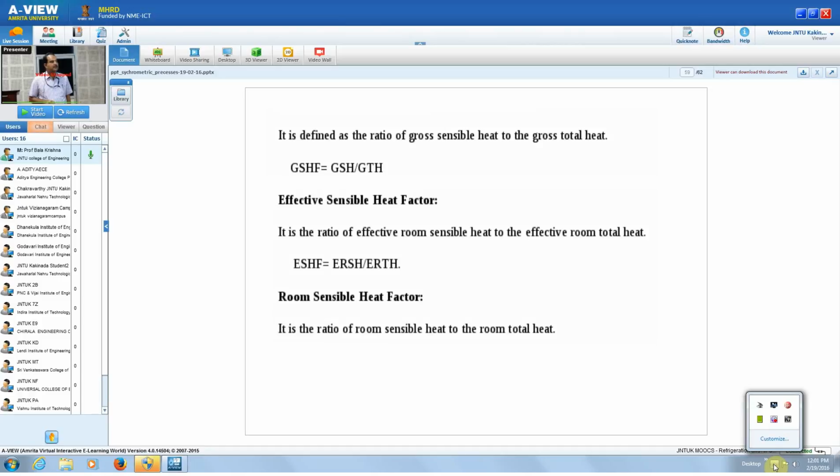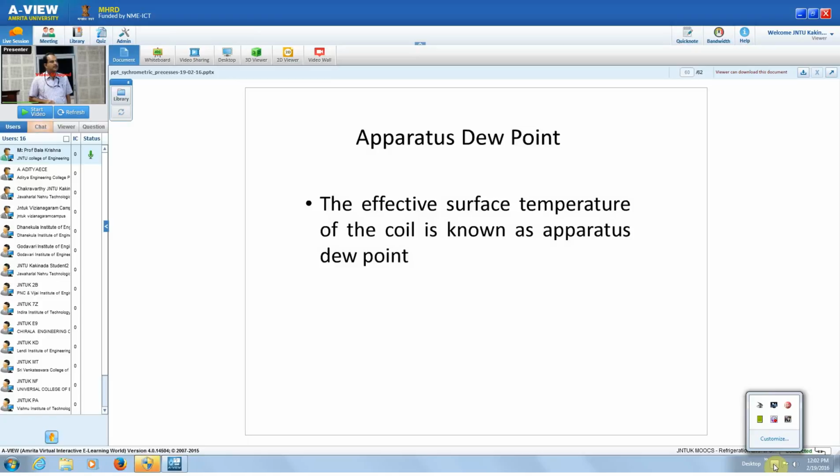It is defined as the ratio of gross sensible heat to gross total heat. In the effective sensible heat factor, the ESHF is the effective room sensible heat divided by the effective room total heat. With this formula we can calculate. This is the room sensible heat factor. It is the ratio of room sensible heat to the room total heat. Next.